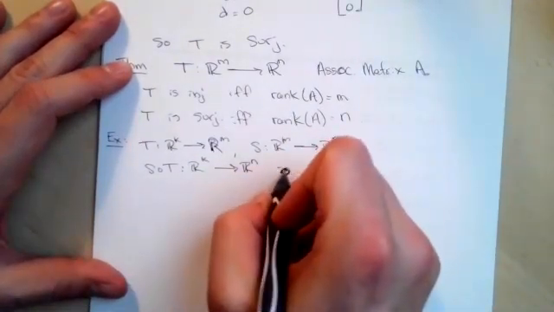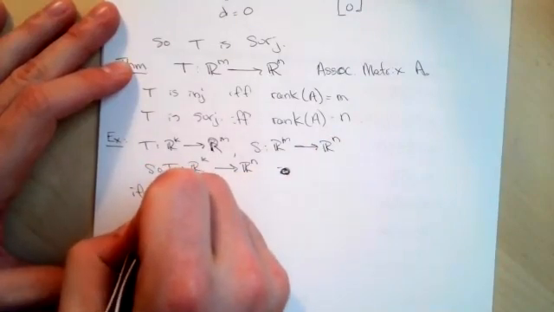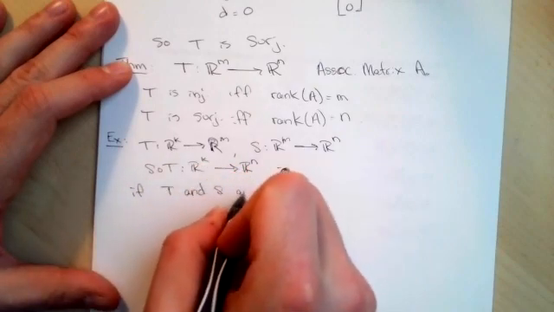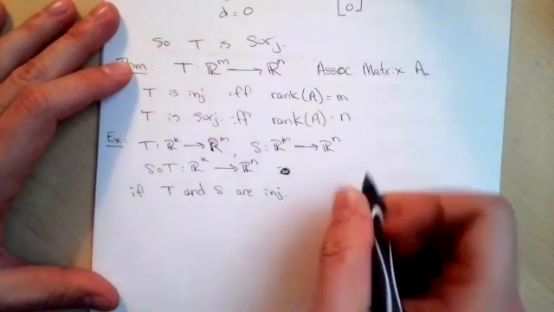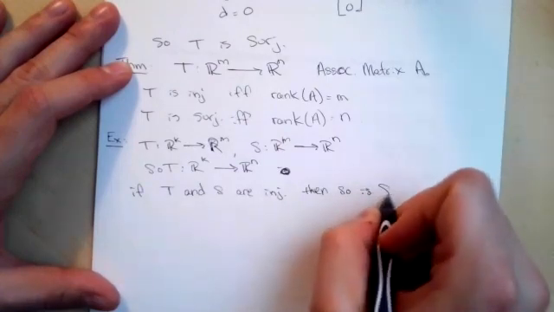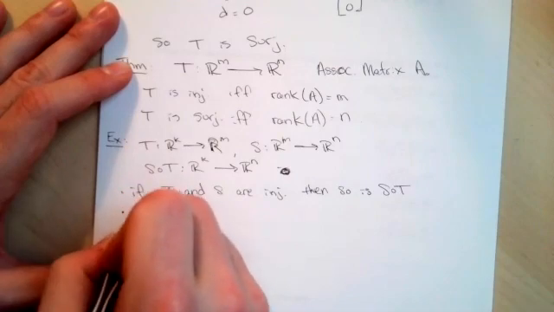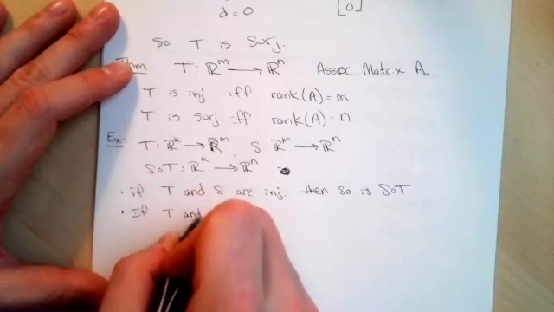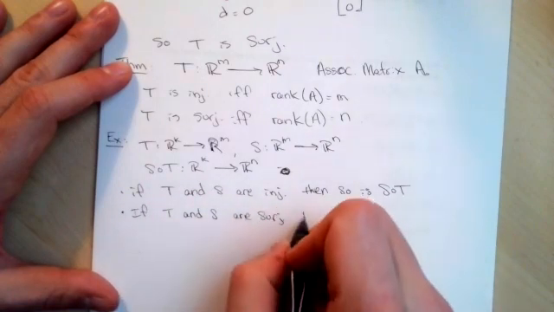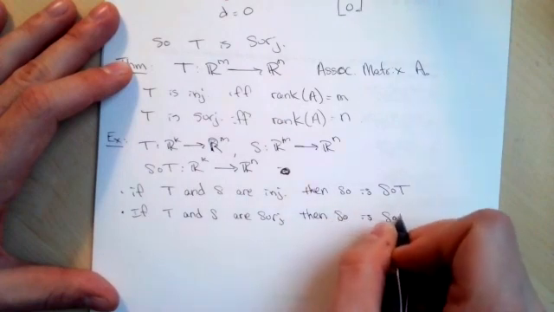Let's write it down. If both S and T are injective, then so is their composition. If T and S are surjective, then so is their composition.